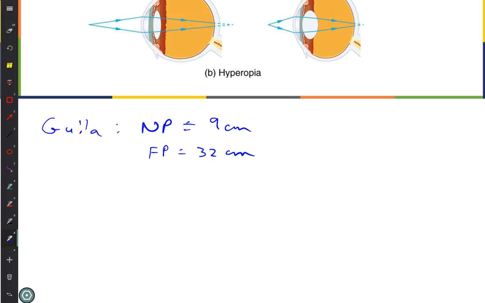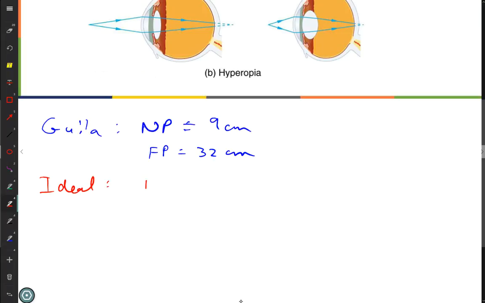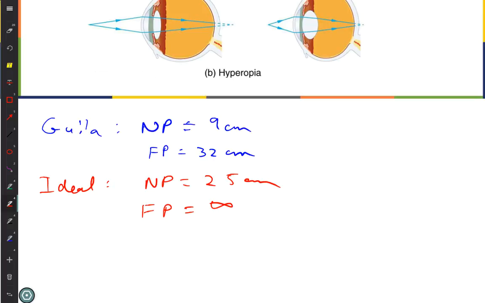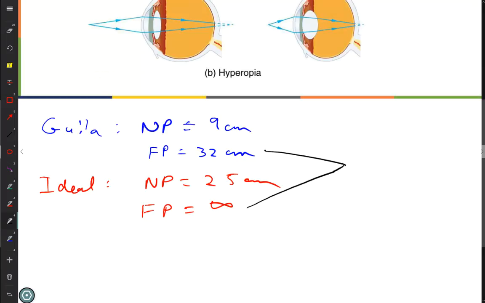What we can consider ideal is near point is 25 centimeters and far point is equal to infinity. Now you say, wait, so what you're saying is Gila's near point is better than ideal. She can focus on things closer than the ideal eyeball. But the downside is she can't see far things very well at all. She can only see out to 32 centimeters. So what we do is we do a correction for this, and we're going to correct the far point to ideal.